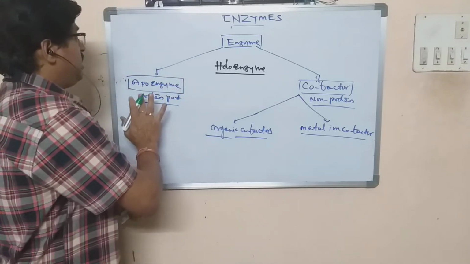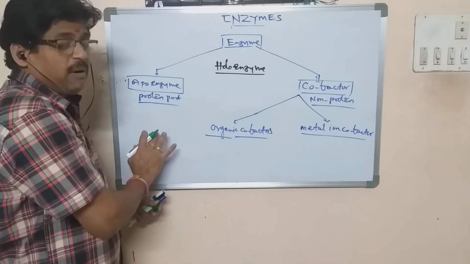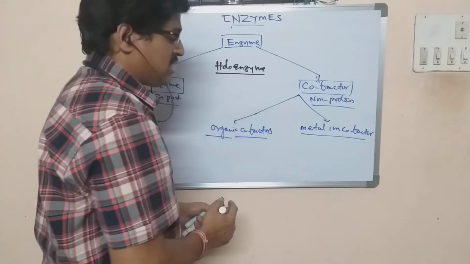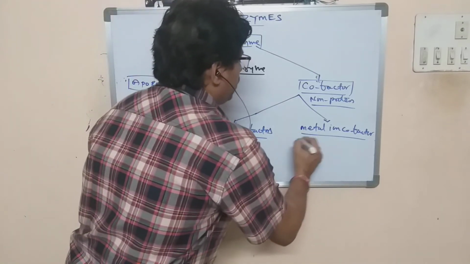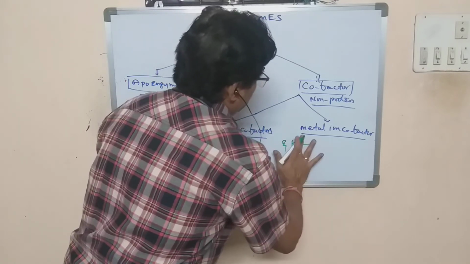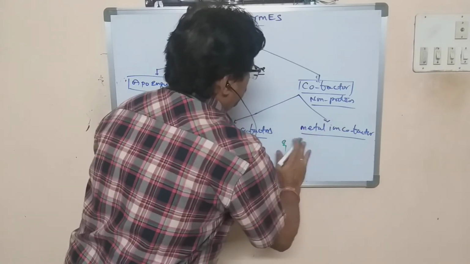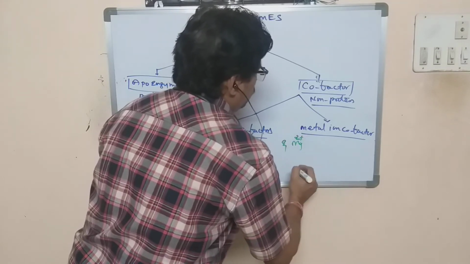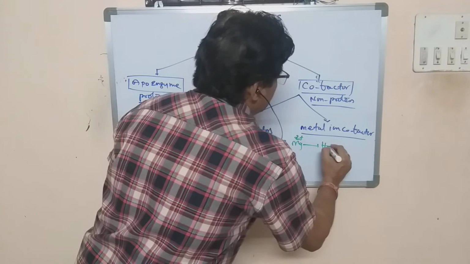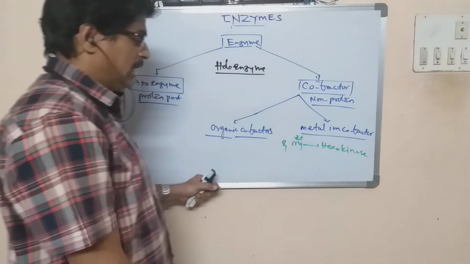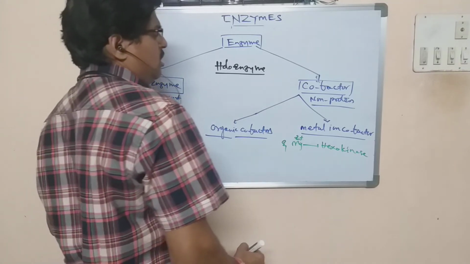But simple enzymes, with the apoenzyme, which is the protein part, can act as independent enzymes. Independently, they can work as a catalyst. For the metal ion cofactor, for example, potassium is there. Magnesium is there. In the case of magnesium, Mg plus 2, you know very well, hexokinase is there. Metal ion cofactor is there in hexokinase.